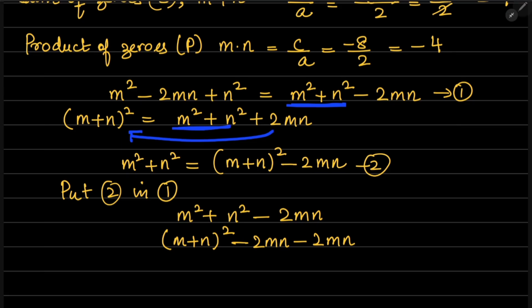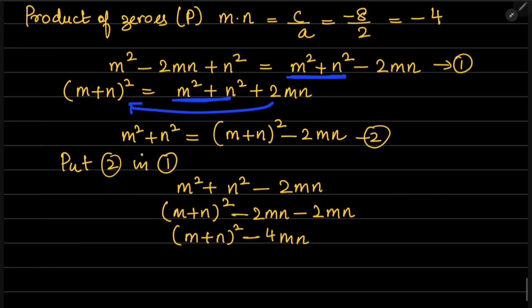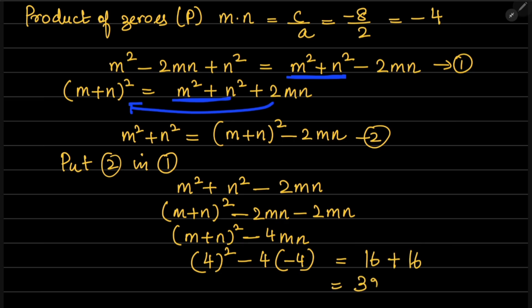So, we have changed it to the form of sum of zeros and product of the zeros. So, this is equal to m plus n the whole square minus 4mn. So, what is m plus n? What is the value you got? M plus n is 4. Mn is minus 4. So, 4 the whole square minus 4 into product is minus 4. What is 4 square? 16. Minus into minus is plus. Again 4 into 4, 16. So the answer is 32. This is your final answer.